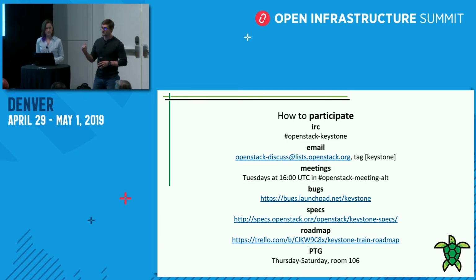Our specification process still exists. Any large body of work needs a spec, any new feature needs a spec, and those are all openly published at specs.openstack.org. We also publish our roadmap, and that's a release thing that we do at the start of every new cycle. And we're also going to be participating in the project teams gathering Thursday through Saturday.